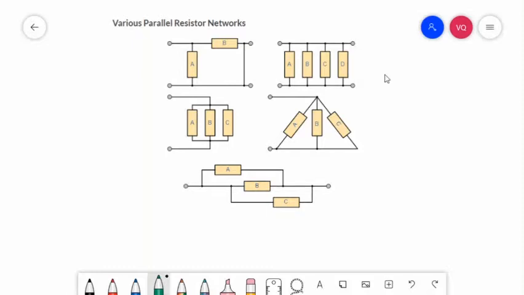Ito yung mga iba't ibang klase kung paano nakakonect yung mga resistors in parallel. Let's say this one, the first figure, A and B, they are connected in parallel. So, paano nakakonect yan ng parallel? We can move this one, B, i-adjust natin papunta dito. Okay?